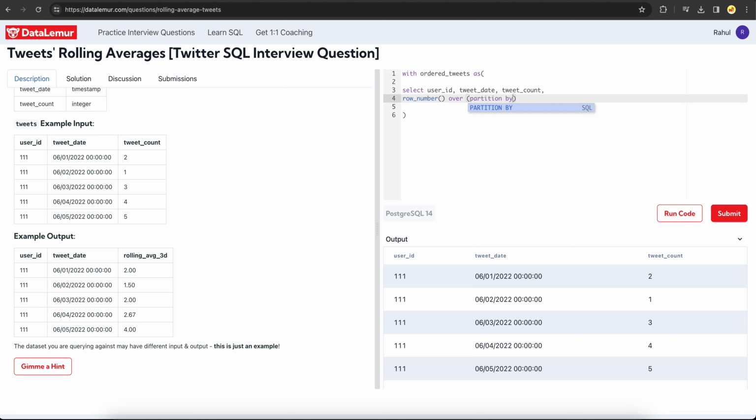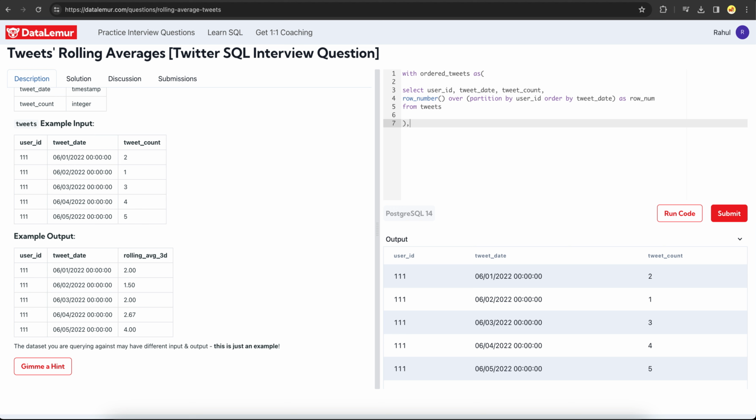You can use the row number function like I mentioned, and of course you can partition by the user ID, and then you have to sort it by the tweet date. So you partition by user ID and order by the tweet date. For this row number, you can give an alias, say row underscore num, and all this you would select from the tweets table. So this is the first CTE, fairly straightforward. You are just calculating a row number after sorting by the user ID and the tweet date.